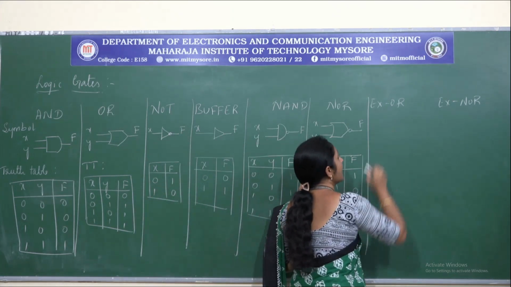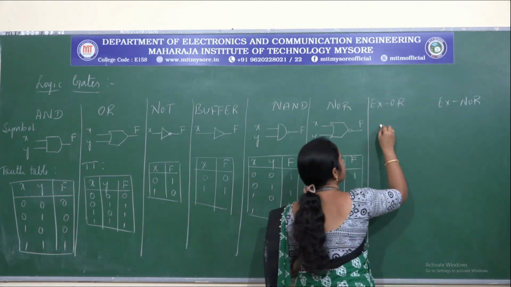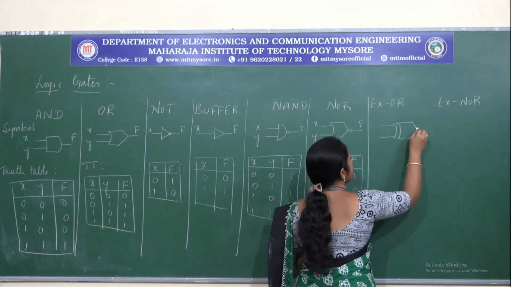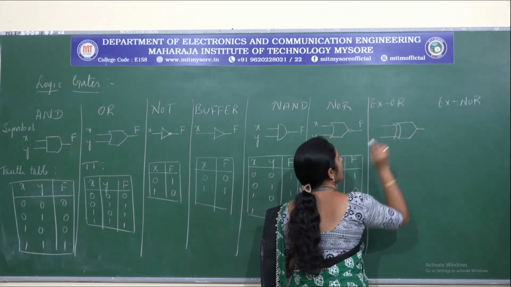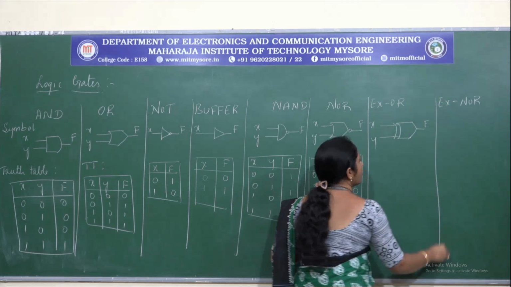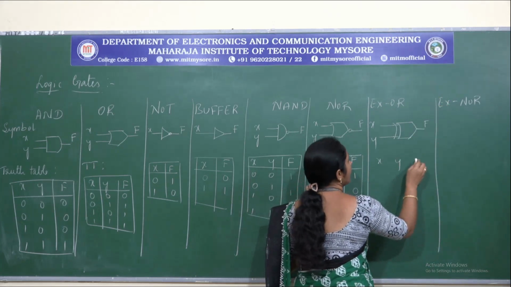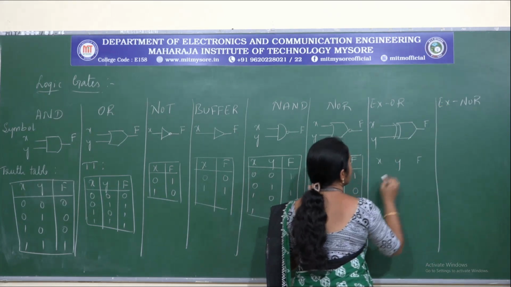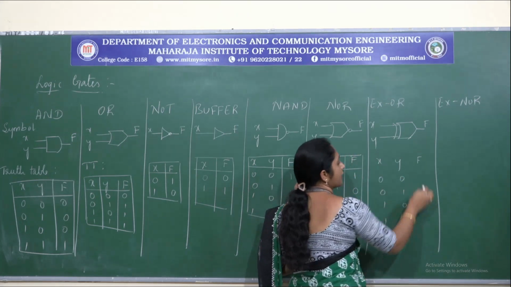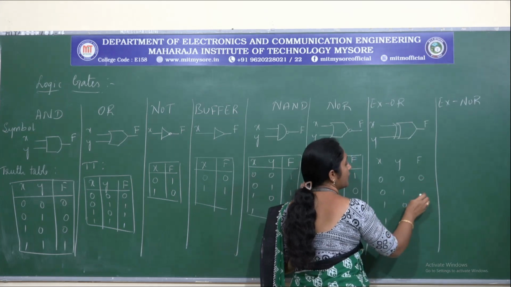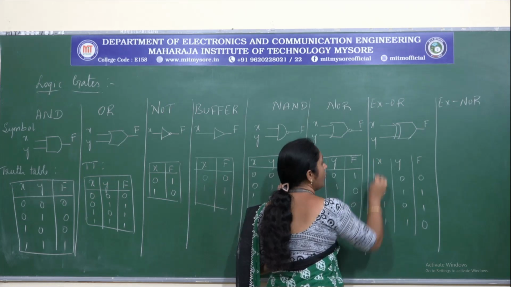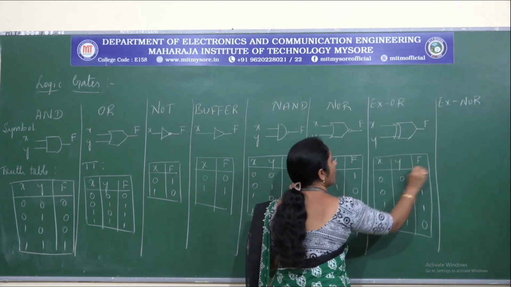Next gate we have is the exclusive OR operation. This is the symbol we use. You can extend this. Let us consider X and Y as input and F as output. In the truth table for the exclusive OR operation, when the inputs are the same, the output is 0. When the inputs are different, the output is logic 1. So this is the truth table of the exclusive OR gate.